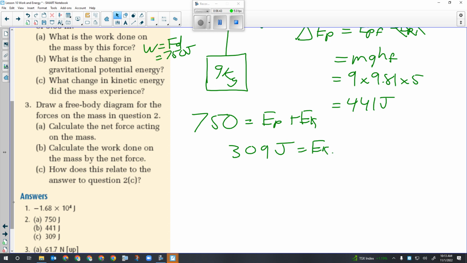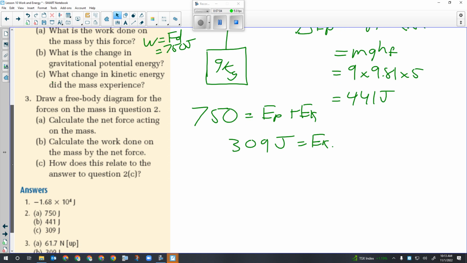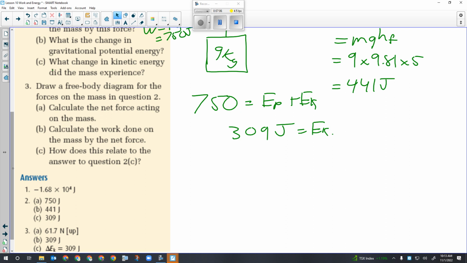Now, that's as far as we got talking about number 3, but I rushed it because class was about to end. So now I want to illustrate the importance of question number 3 and how net force relates to changes in kinetic energy. Number 3 says, draw a free body diagram for the forces acting on the mass in question number 2.